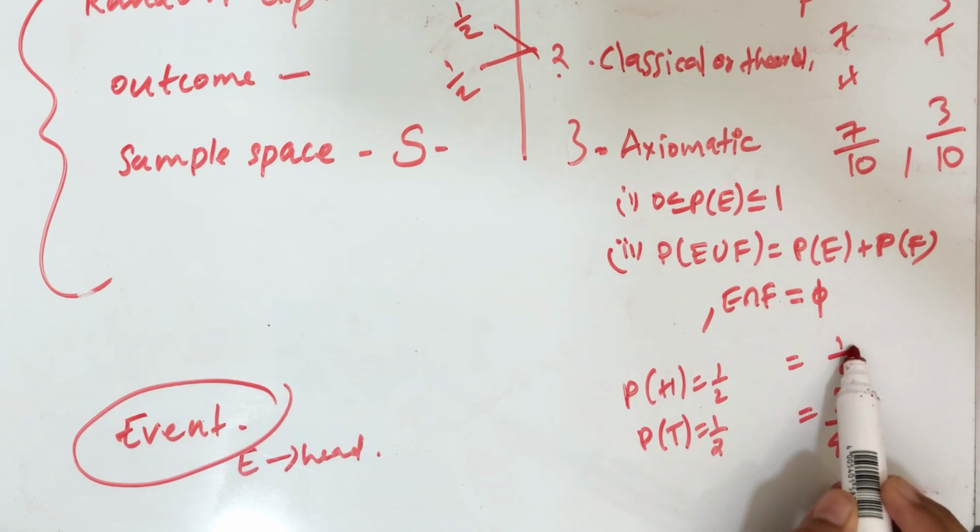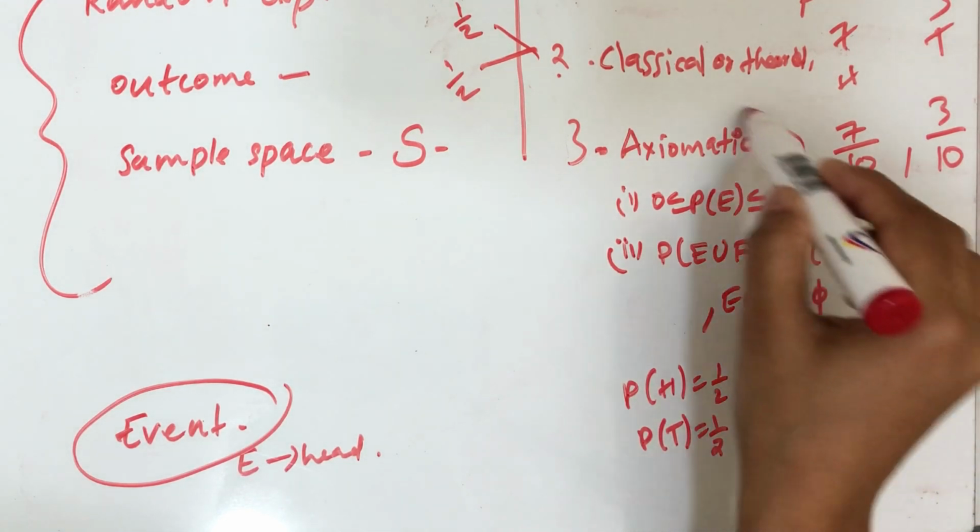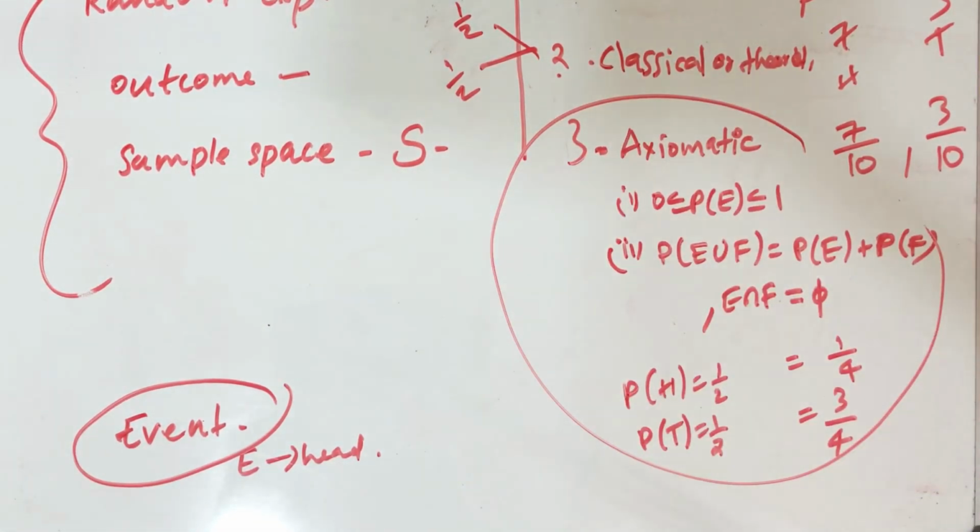If we take these values, then it will satisfy the conditions of axiomatic probability. We can see the probability is lying between 0 and 1, and getting a head and getting a tail are disjoint events. Then the probability of the union will be P of E plus P of F. This is the difference between classical probability and axiomatic probability. We will see this in detail in this chapter.